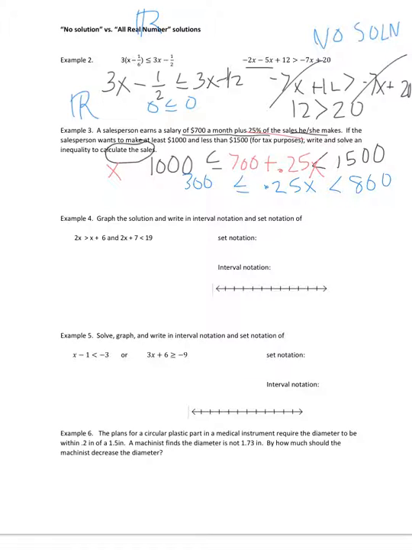So now I'm going to divide both sides by 0.25, which is the same thing as multiplying by 4, because this is actually 1/4, so I'm going to multiply both sides by 4. So I'm going to get 1,200 is less than or equal to x is less than 3,200. So I need to make at least $1,200 but less than $3,200 for tax purposes.